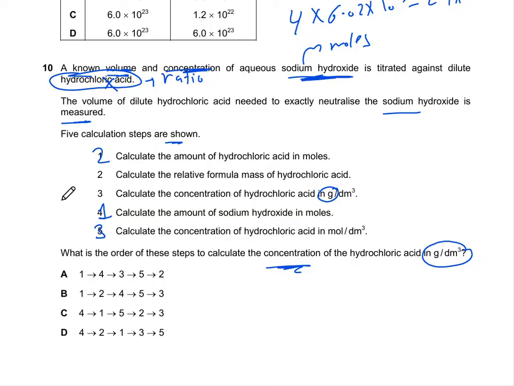Then we will calculate the mass of the hydrochloric acid, so we can calculate its concentration in gram per decimeter. So first of all, we need to calculate the moles of the sodium hydroxide. Then we can get the moles of the hydrochloric acid by ratio. So the true order is 4 1 5 2 3. So it's C.